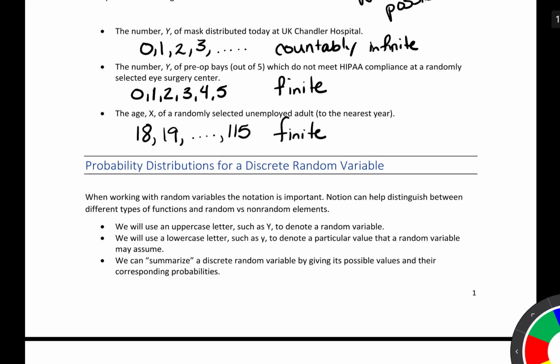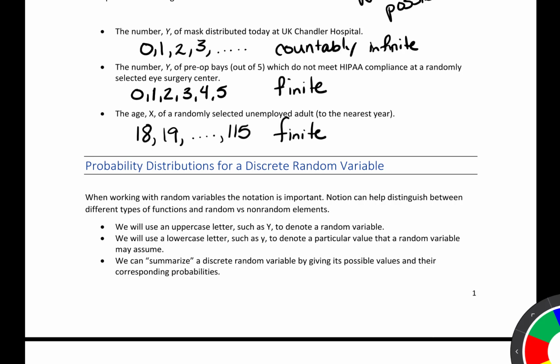Now we're going to look at probability distributions for different discrete random variables. When working with random variables, the notation is going to be very important. Notation can help us distinguish between different types of functions and whether they're random or non-random elements. We're going to use uppercase letters such as Y to denote random variables. Typically you see uppercase letters towards the end of the alphabet, so you're going to see a lot of X's, Y's, W's, Z's. Whereas when we talked about sets, we tended to use uppercase letters towards the beginning of the alphabet. There's no set in stone rule here, but typically that's what you're going to see.